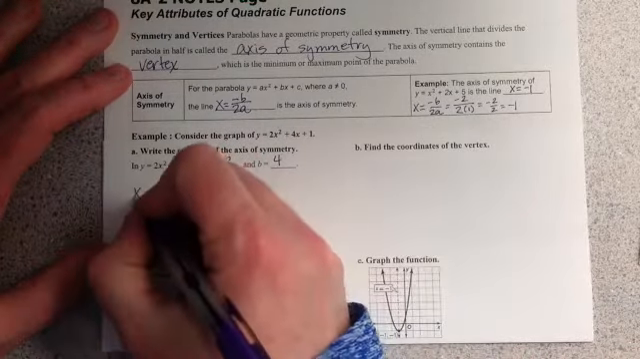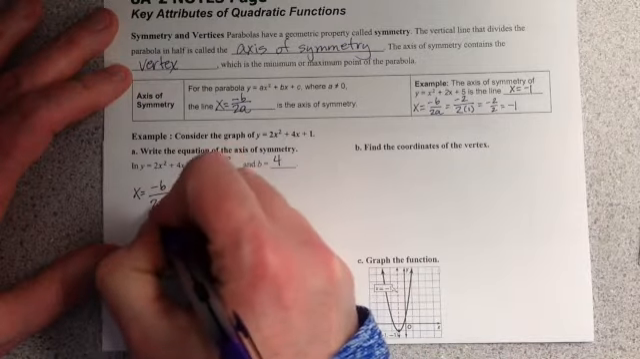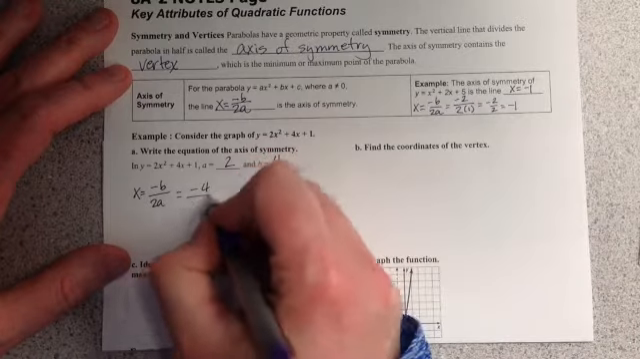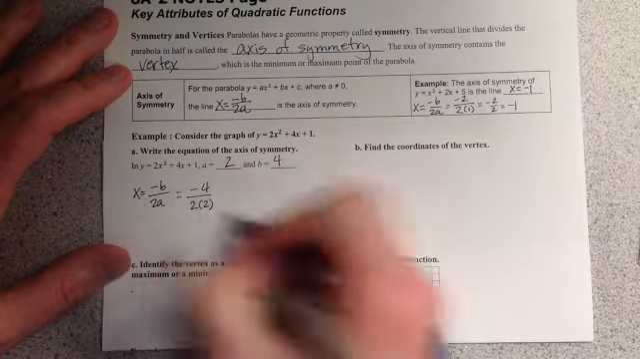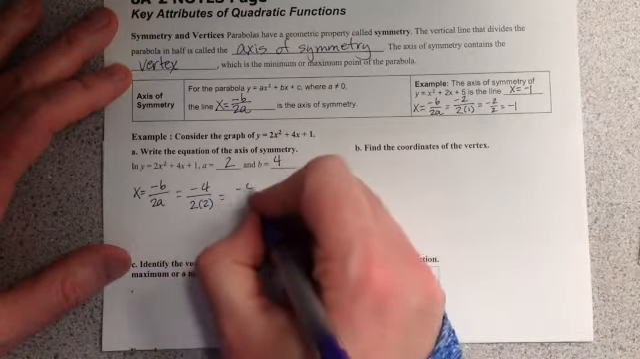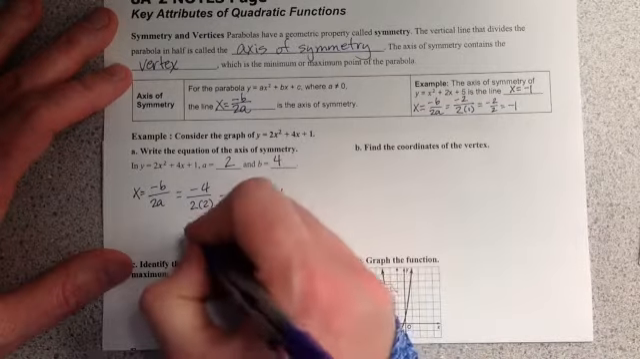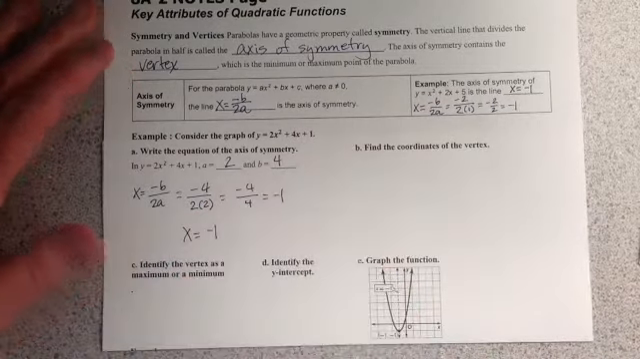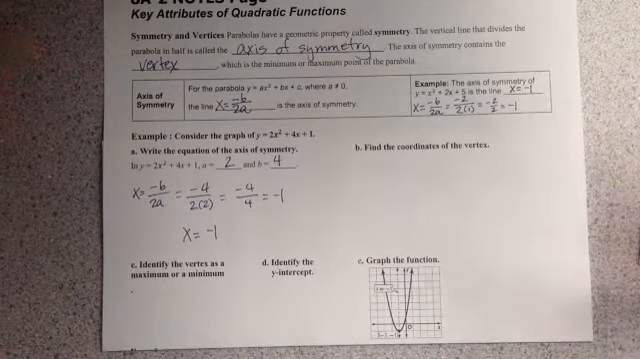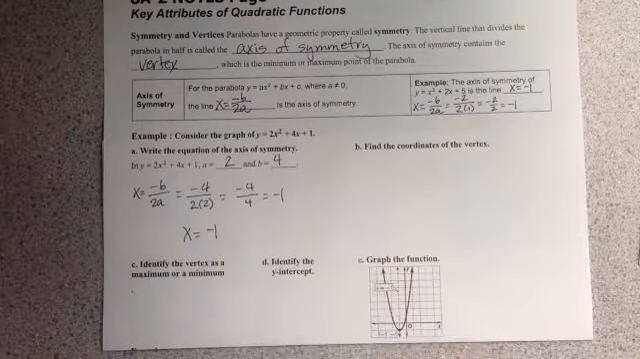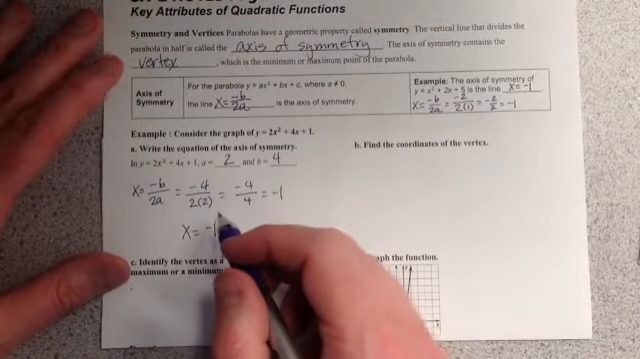So to find the axis of symmetry, it's the negative of b over 2a, which equals the negative of 4 over 2 times 2. And so it's negative 4 over 4, which equals negative 1. So the axis of symmetry is x equals negative 1. It's not always x equals negative 1, it just happens to be that. Okay? So now that we know the axis of symmetry, we can actually use that x to find the vertex.